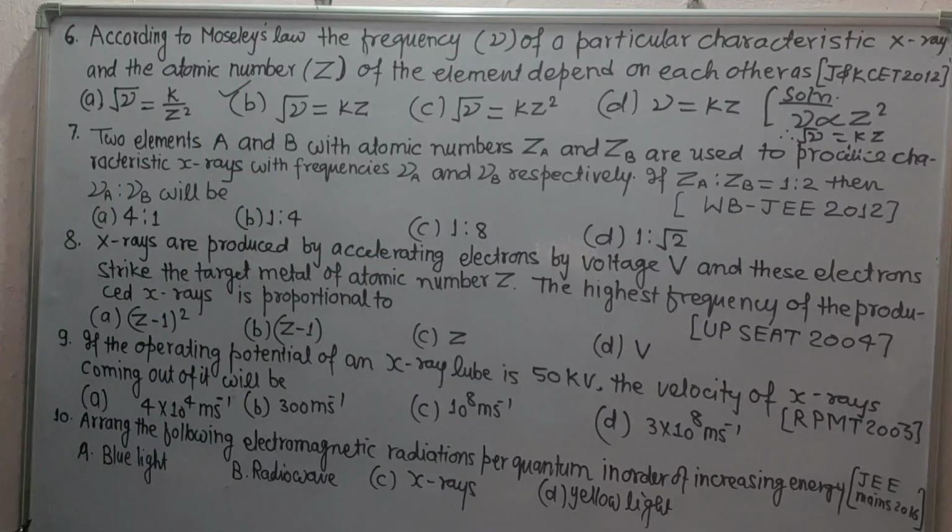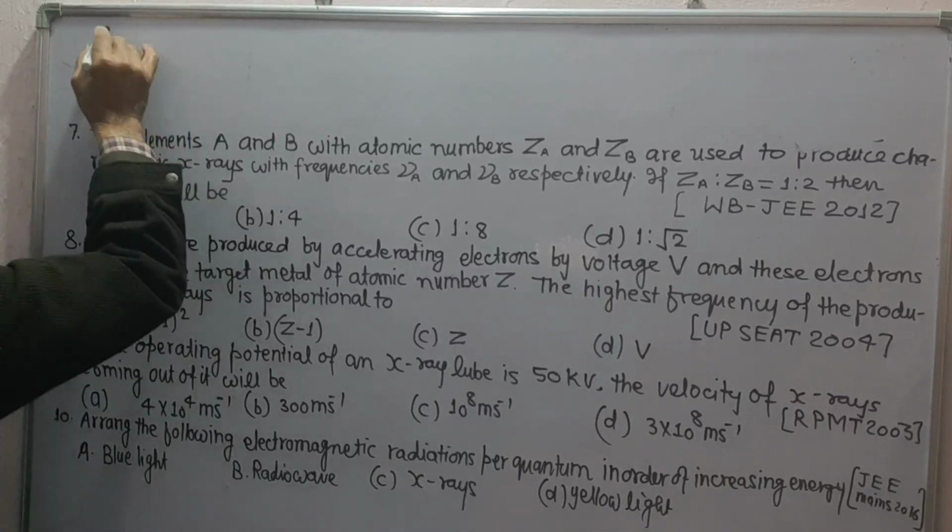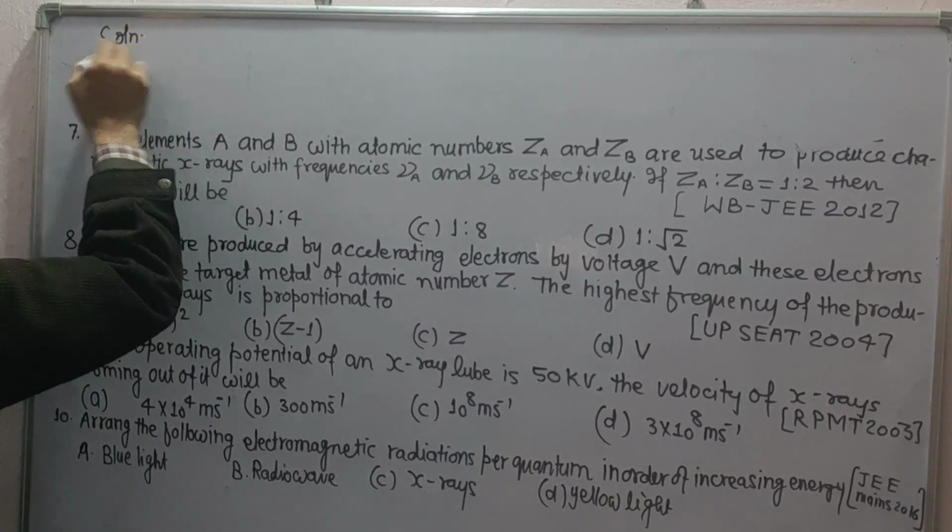Next, question number 7. Two elements A and B with atomic numbers Za and Zb are used to produce characteristic X-rays with frequencies nu A and nu B respectively. If Za to Zb is 1:2, then nu B to nu A will be? Solution to question 7.